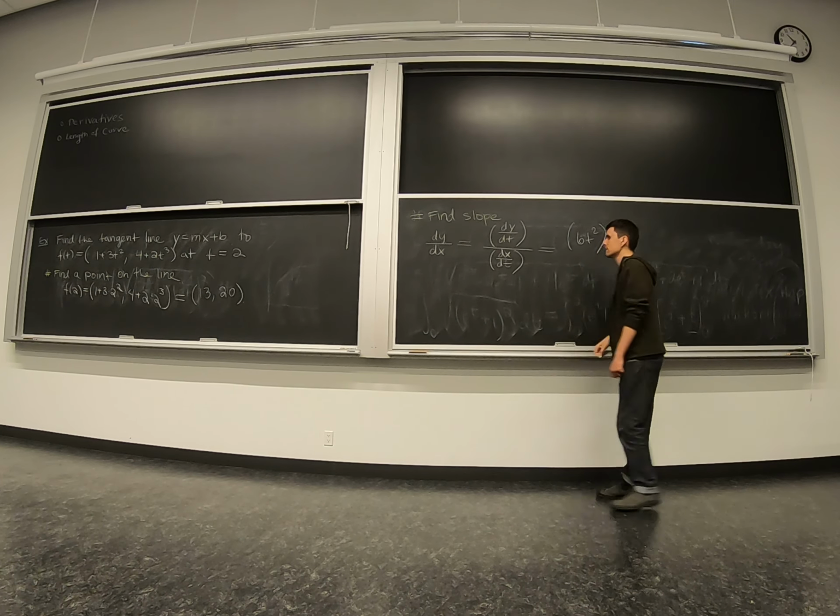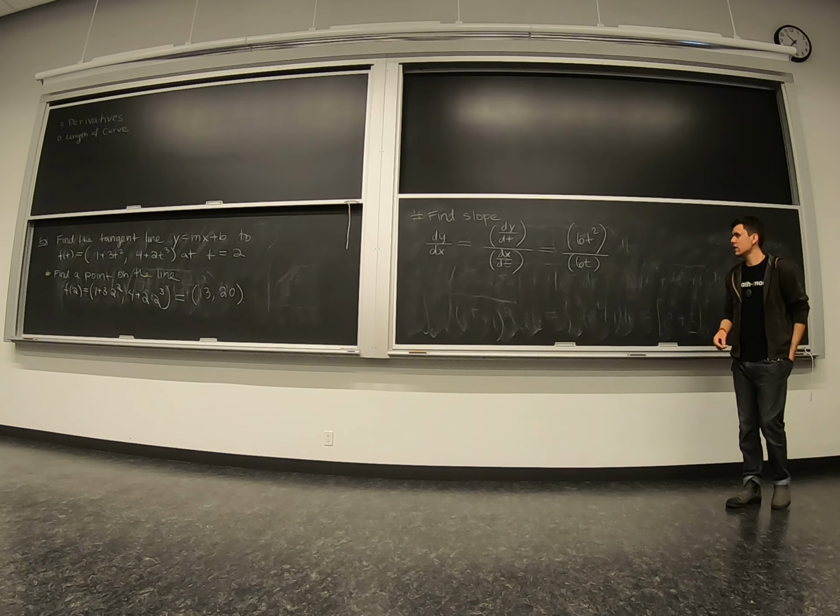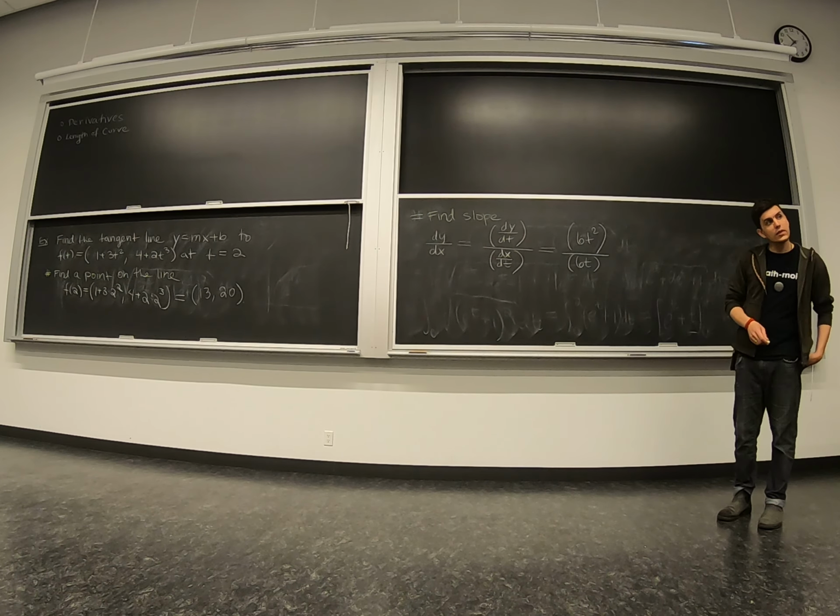and the derivative of the x-coordinate is 6t. Yes? Why do you say x-coordinate when we're talking about the equation? Sorry, come again? Why do you say x-coordinate when we're talking about the equation? Aha, right, yeah, sure.